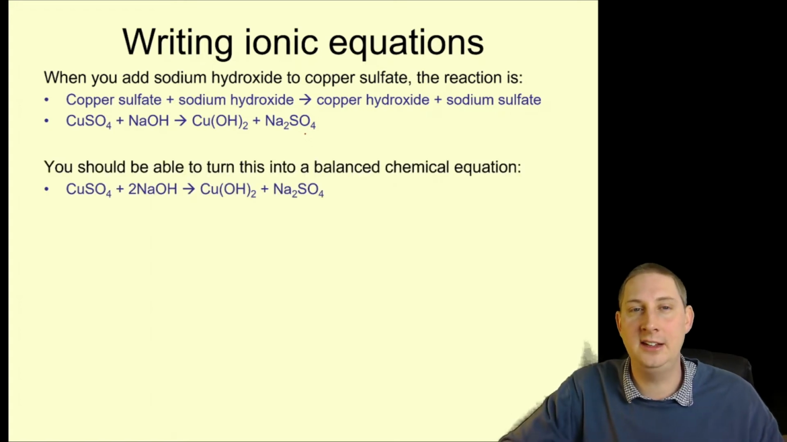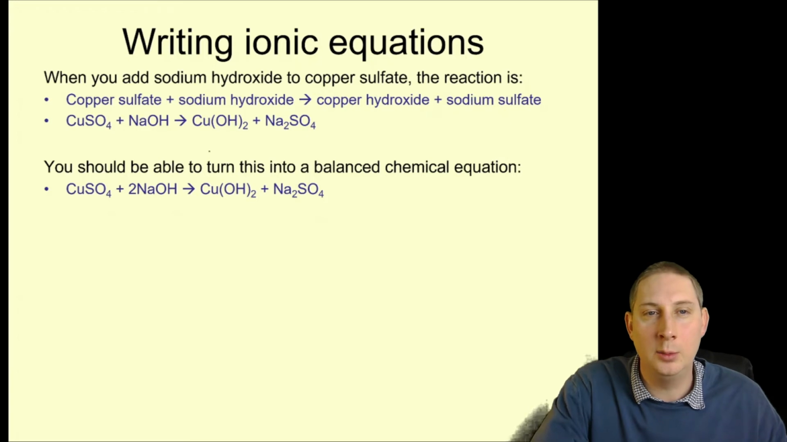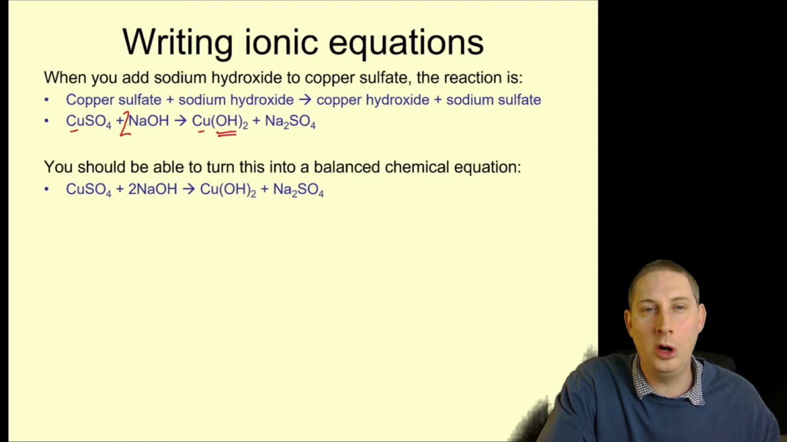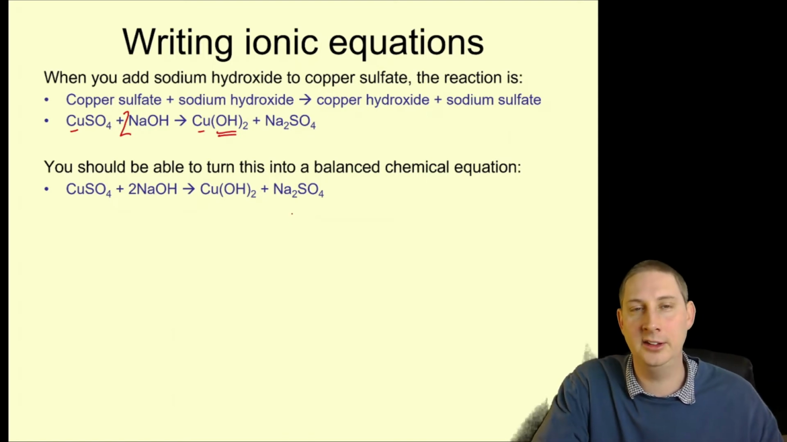The first thing you need to do is balance this. Well, we've got one copper on the left, one copper on the right, that's fine. We've got two hydroxide ions there, so we need two hydroxide ions on the left, so we must have two sodium hydroxides. If we've got two sodiums there, we've got two sodiums there, that balances. We've got one sulfate on the left, one sulfate on the right, excellent.